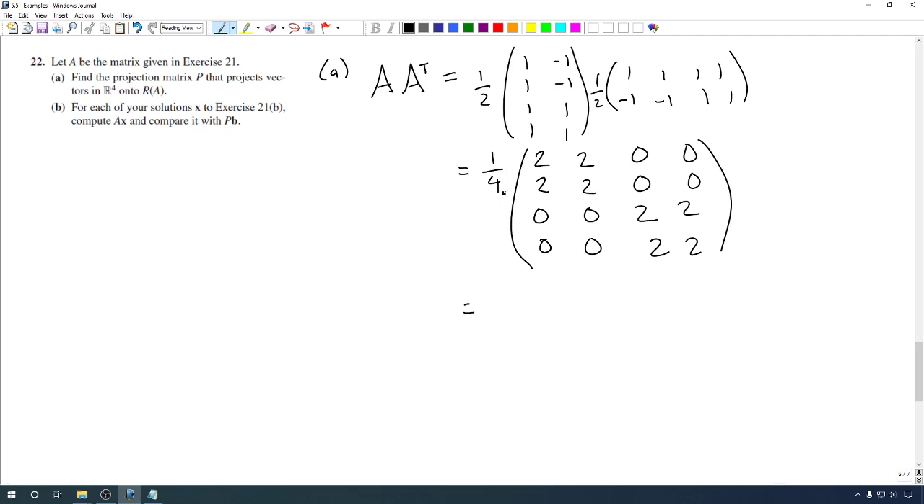Well, we do have the 1/4 out in front still. We're going to have to divide each of these 2's by 1/4. So we could either just leave out 1/2 in front, or I'm just going to go ahead and put it inside. We have a 1/2 here, 1/2 here. We have actually a square of 1/2s, a square of zeros, another square of zeros, and then another square of 1/2s.